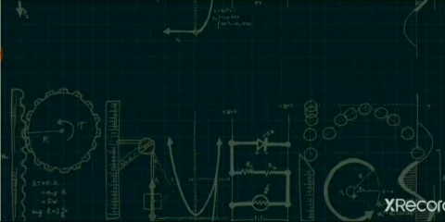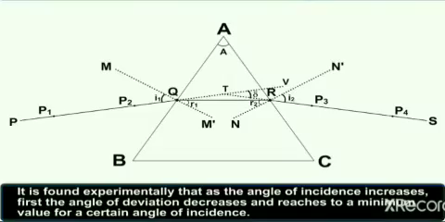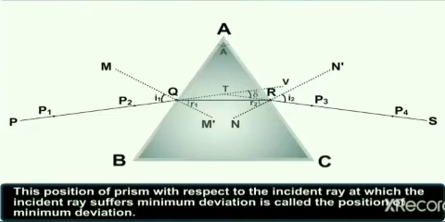1. Dependence of angle of deviation on the angle of incidence, I-delta graph. It is found experimentally that as the angle of incidence increases, first the angle of deviation decreases and reaches a minimum value for a certain angle of incidence. This position of prism with respect to the incident ray at which the incident ray suffers minimum deviation is called the position of minimum deviation.